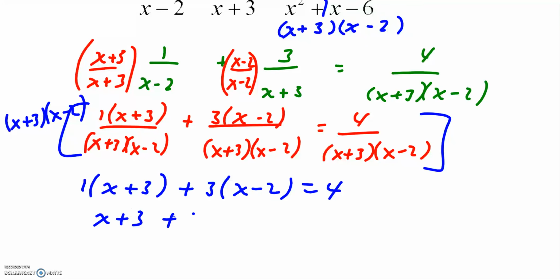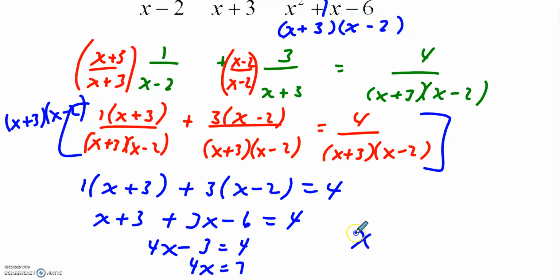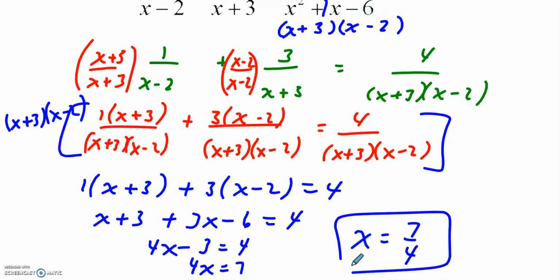X plus 3 plus 3x minus 6 equals 4. 4x minus 3 equals 4. Add the 3. 4x equals 7. So x equals 7/4. And I think that's my answer.